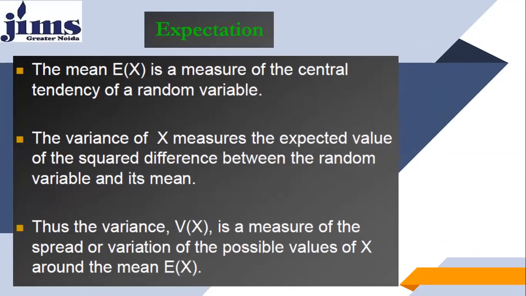So the mean EX is a measure of the central tendency of a random variable, which we already discussed. The variance of X measures the expected value of the squared difference between the random variable and its mean. Thus, the variance Vx is a measure of the spread or variation of the possible values of X around the mean. So variance gives you the idea of how your random variable is spread, as far as the density or the area is concerned, about its mean position, either left or right. That is the basic meaning of variance. So there is a relationship between mean and variance.